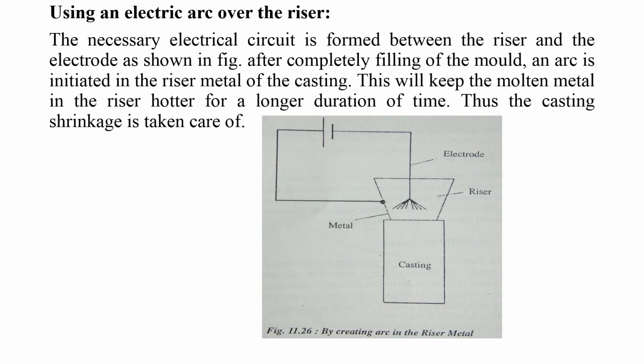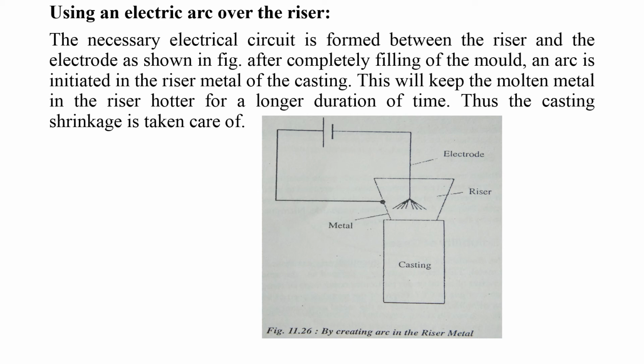But the material stored in the riser, you have to maintain at the temperature 650 to 700 centigrade, because at the time of solidification the molten metal shrinks, and a small quantity of molten metal is required to be supplied from this riser to the cavity. That's why the insulating material, exothermic reaction and heater are very important. So to maintain the temperature, we use an electric arc over the riser.